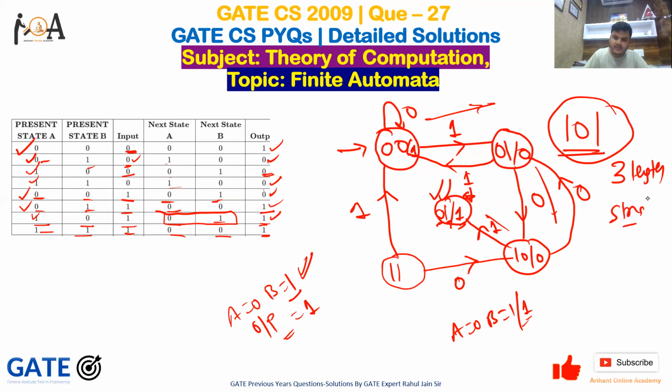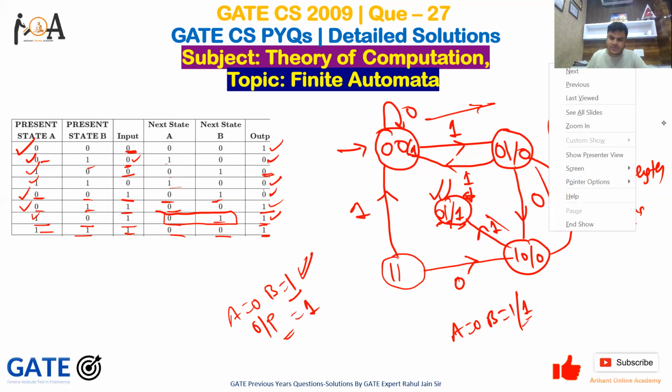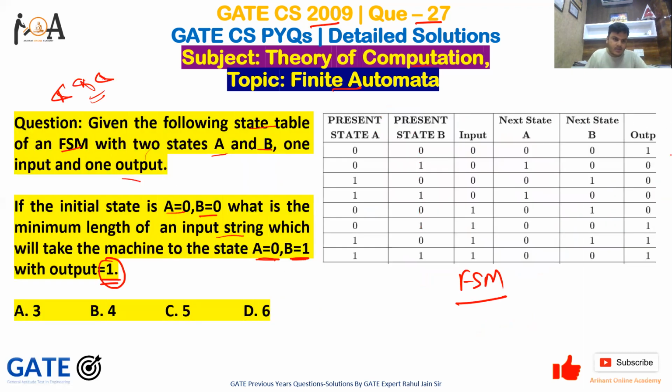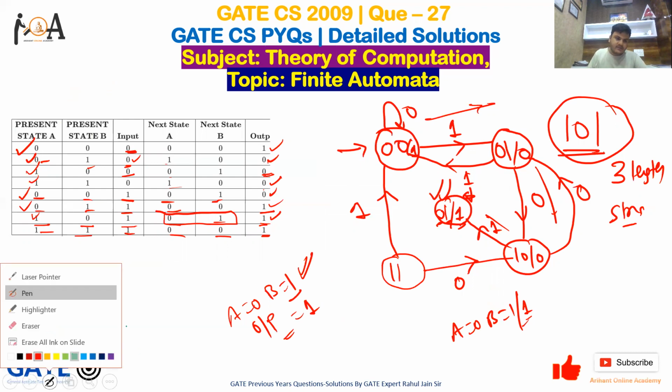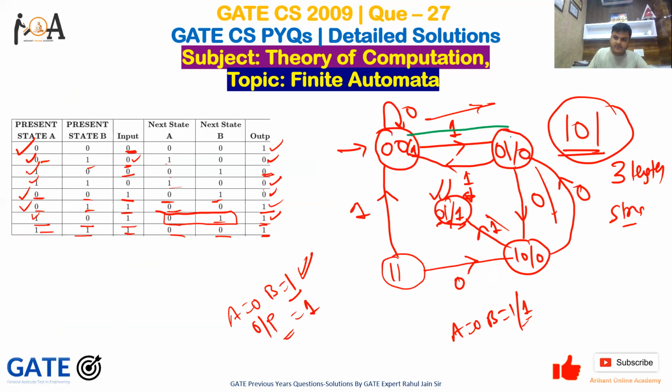So if you see the question, option A is the correct answer, because the minimum length string required is 101. That is nothing but a 3 length string, such that a equals 0 and b equals 1 would be there, and output is also associated as 1. So this is the path. You can again see it with a different color. From here we will go here, from here we will go here, and from here we will go here. This is the path. So a 3 length string, 101, is required.